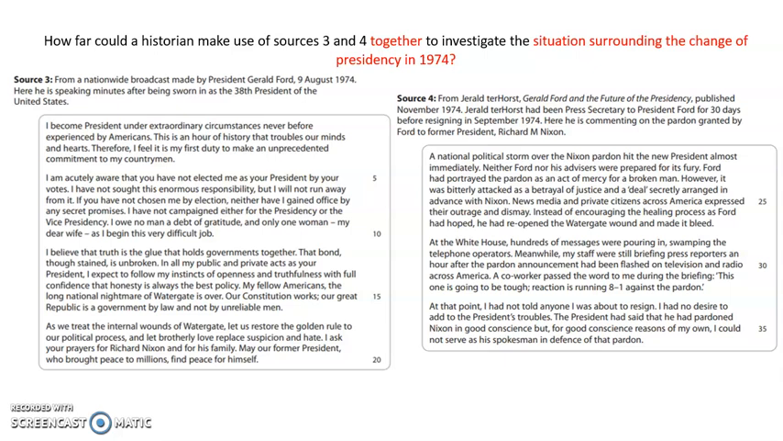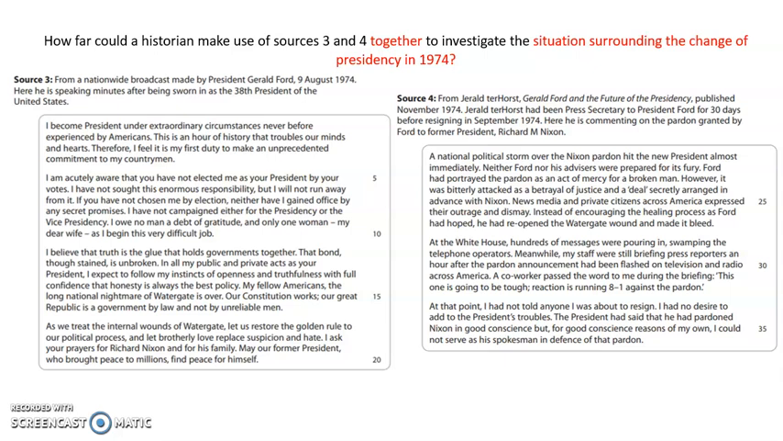So highlight the focus of the question, then read the two sources through a couple of times. You'll be in a bit of a panic, because it's the start of the exam, but you need to read them through carefully a few times. Then get your highlighter out and start highlighting the phrases that are relevant to the question about the situation surrounding the change of presidency in 1974. Highlight them and maybe jot a few notes down in the margin around the source about what it is suggesting about the situation.